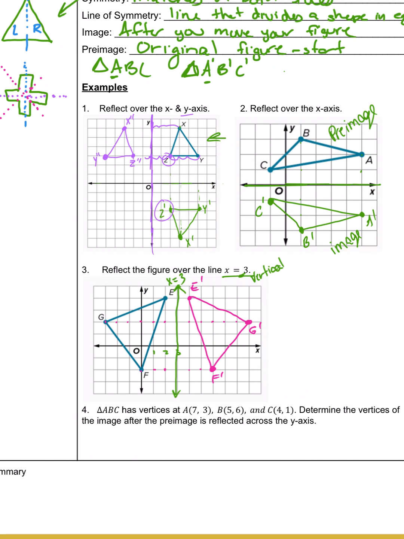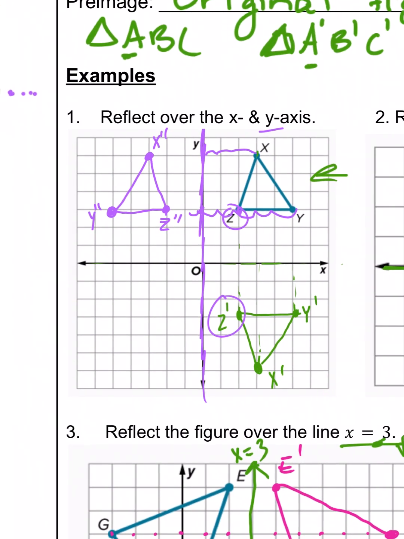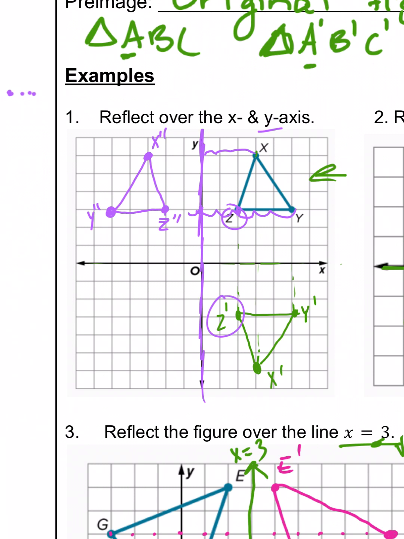Okay, before we look at number 4, we're going to go back up to number 1, because in number 1 we did the x and y axis, so we can get a better idea. Let's look at some of the ordered pairs for these points. Let's start with our pre-image, this blue triangle, x, y, z. I'm going to write the ordered pairs for each of these points. I'm just going to number these to make this easier to see: 1, 2, 3, 4, 5, 6, and -1, -2, -3.